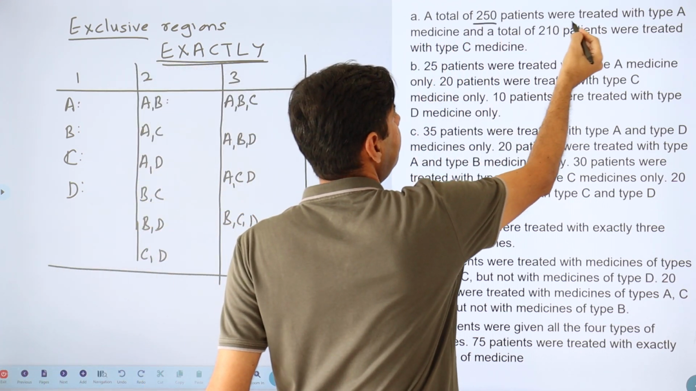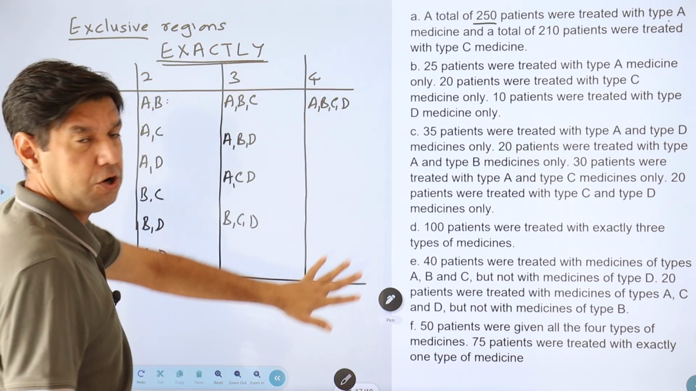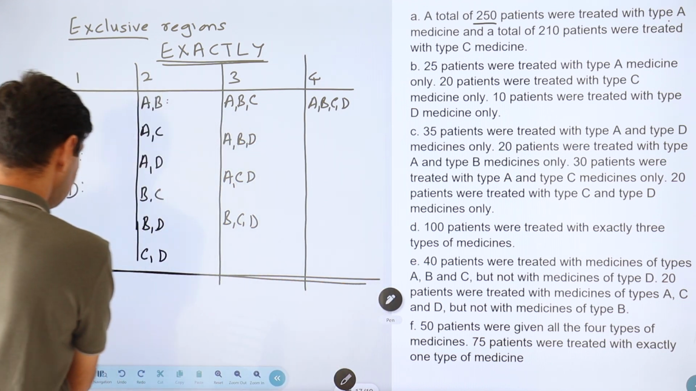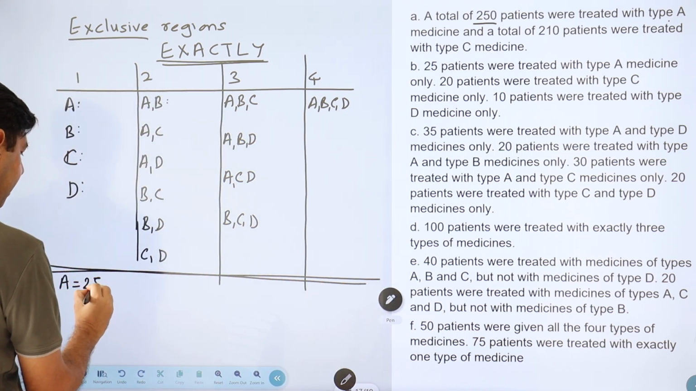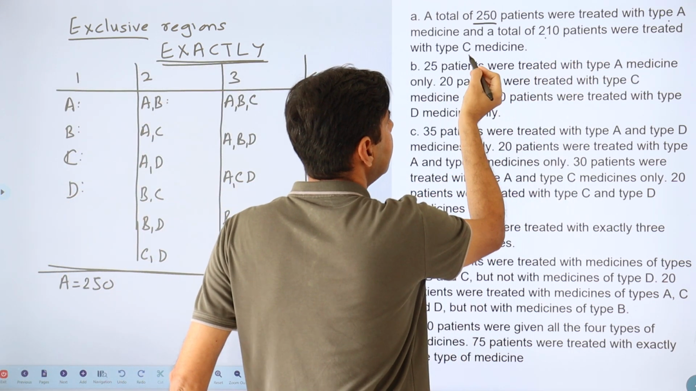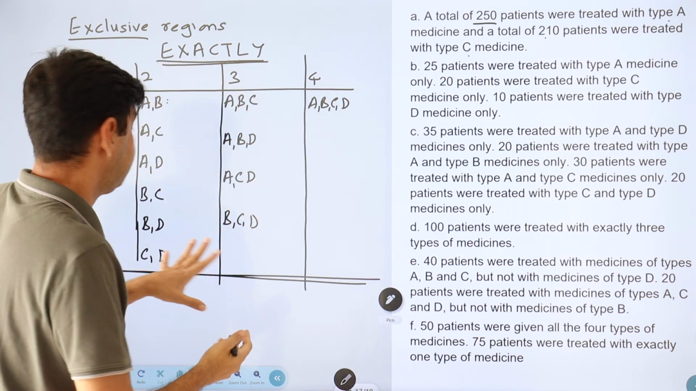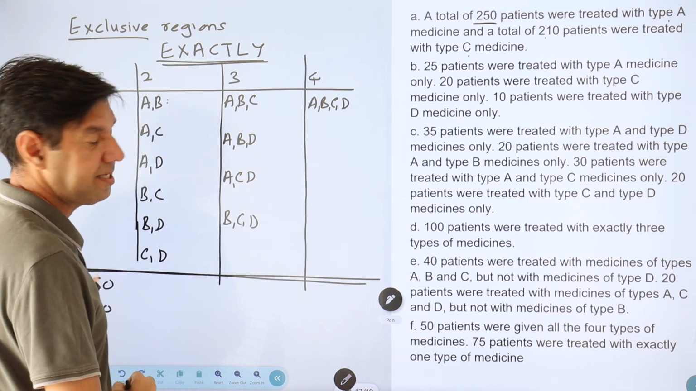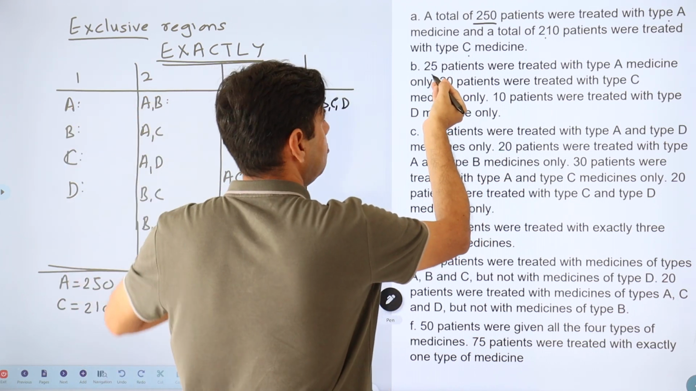A total of 250 patients were treated with type A. Now that A is for all of it, anywhere A comes, so that is not exclusive. So I'm going to write this outside here. A, all of A, is 250. And a total of 210 patients were treated with C. There could be C alone or in combination with anything. So C is going to be 210. So these are the overlapping numbers that are given. The rest are direct exclusive regions.